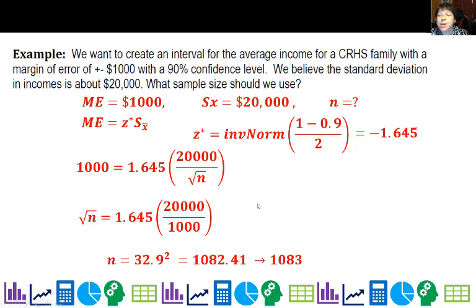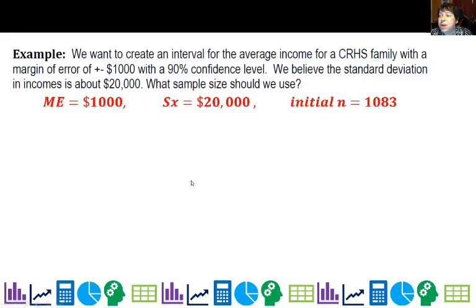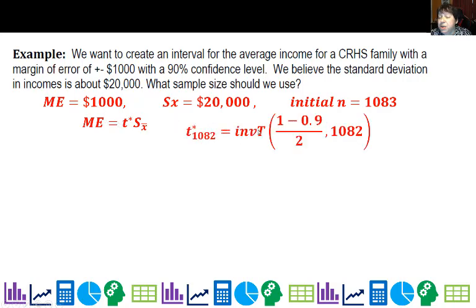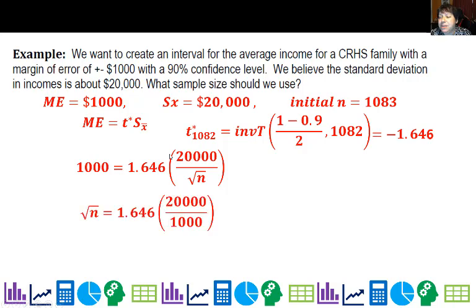Now let's go ahead and recalculate using this as our initial value. Okay, so now we have an initial value of 1083. And now we are going to do it again with the margin of error. This time I'm calculating a t critical value. And I put that 1082 because that's the degrees of freedom. And I get negative 1.646, which is almost the same as what I had before. And if I go ahead and solve for n, I get a sample size of 1084. So it only went up by 1.